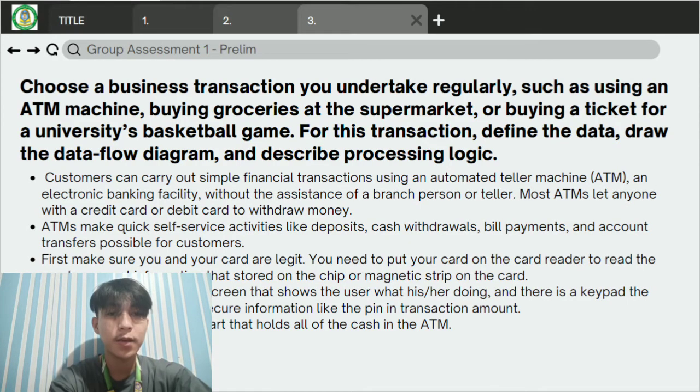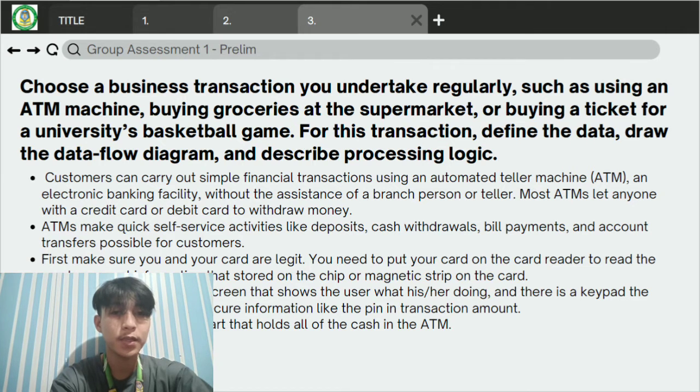In number 3, I chose the ATM machine. Now we'll discuss how an ATM works. So first, what is an ATM? With an ATM, customers can carry out simple financial transactions using an automated teller machine, an electronic banking facility, without the assistance of a branch person or teller.